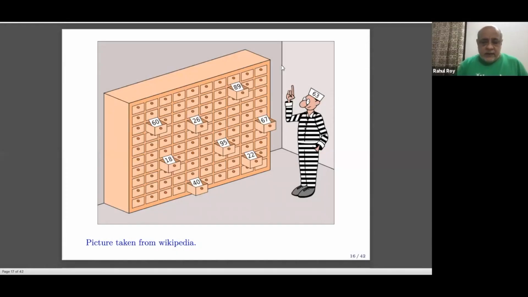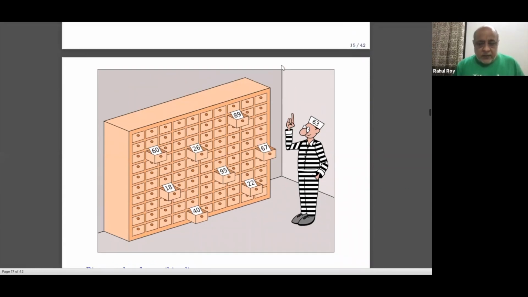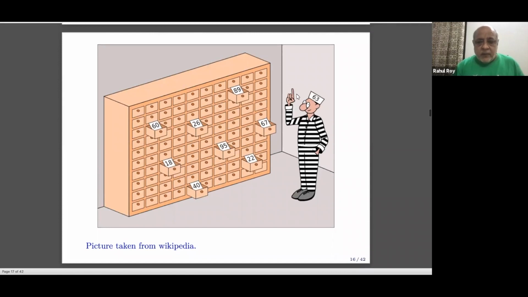In the last lecture, which was the first part of this lecture, we ended with the prisoner's paradox. The prisoner's problem was that there were 100 prisoners numbered 1 to 100. For example, in this picture, you see prisoner number 63, and there are 100 drawers labeled 1, 2, 3, 4, etc. Starting with 1 at the top left, and the bottom one is 100. And each prisoner has to go to this cupboard and open 50 drawers one at a time.